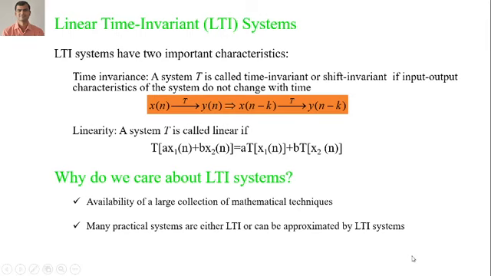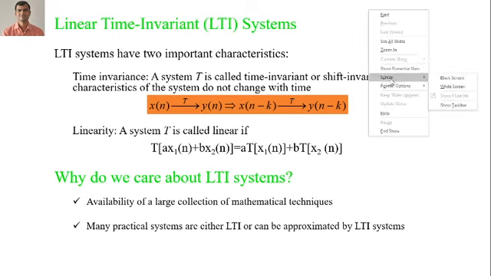So what do you mean by linear time invariant system? The system which satisfies the properties of linearity and the properties of shift invariance or time invariance is known as a linear time invariant system. The system which satisfies both the condition of linearity and the condition of time invariance is known as an LTI system.